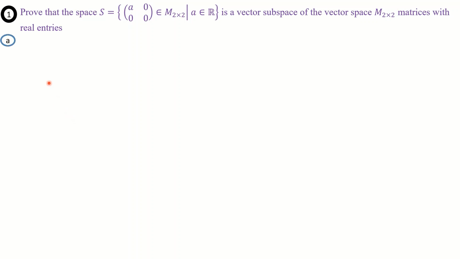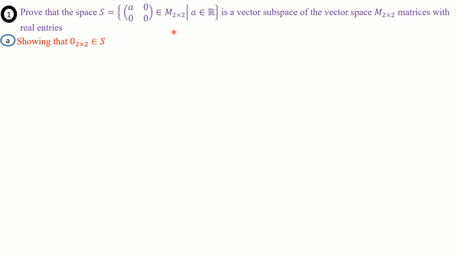The very first thing we are going to verify is whether the zero matrix belongs to my subspace S. This is my subspace S, the set of all 2x2 matrices with real entries. The zero matrix is simply the null matrix, meaning all the entries are 0. If my A here is 0, then I have proven that the zero matrix belongs to my space S.